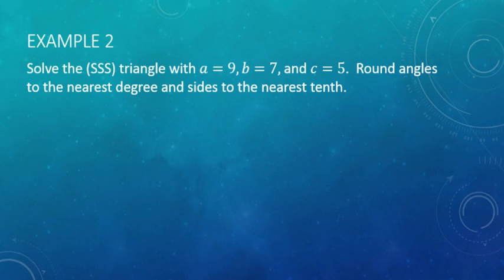Or on the reference sheet that I've printed out for you guys, it has it already set up. So cosine of A is isolated, for example, and it says cosine of A equals B squared plus C squared minus A squared, all over 2 times B times C.